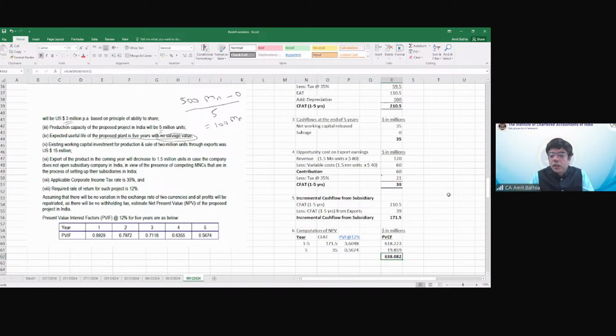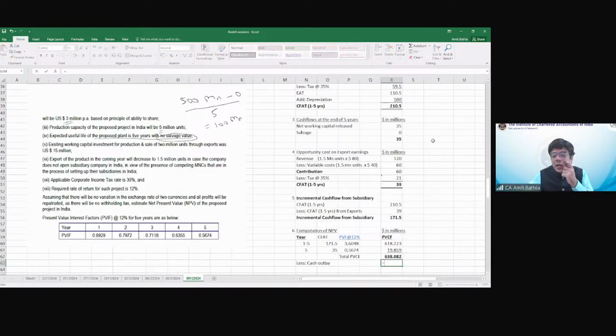So this is my total present value of cash inflows, PVCI. From that, I need to subtract what? Cash outlay. What was the cash outlay or PVCO?